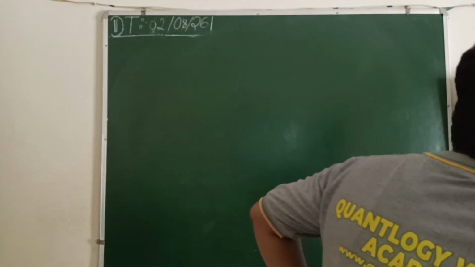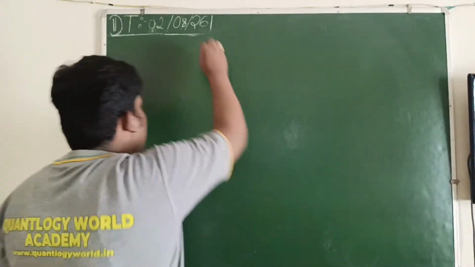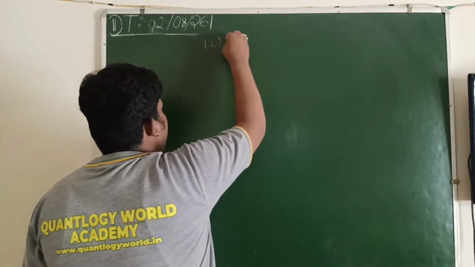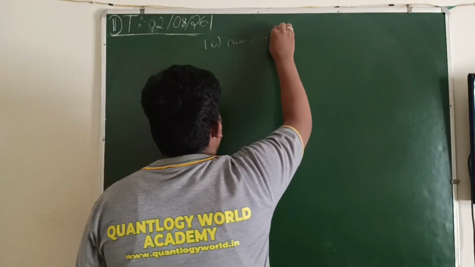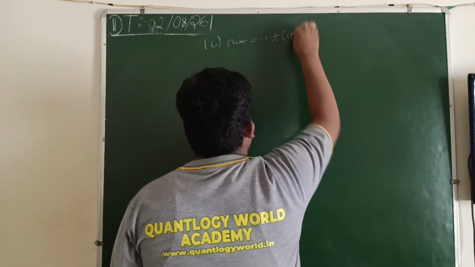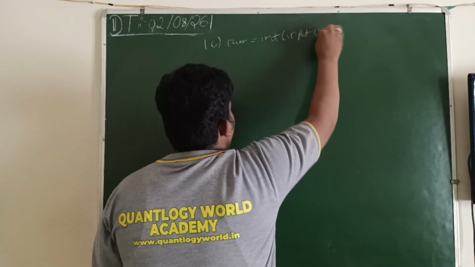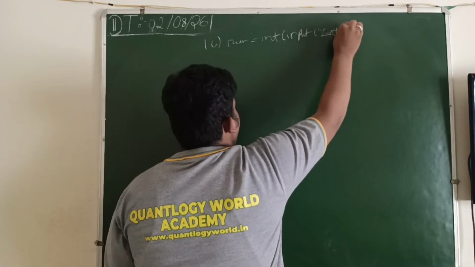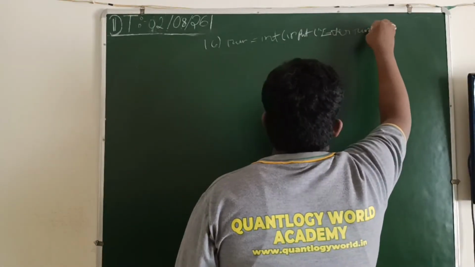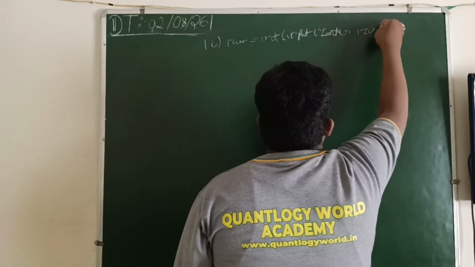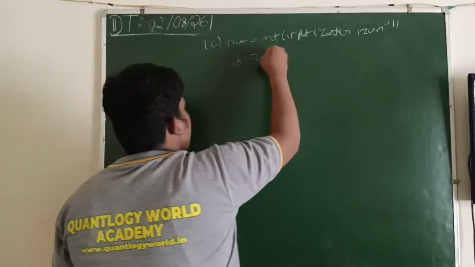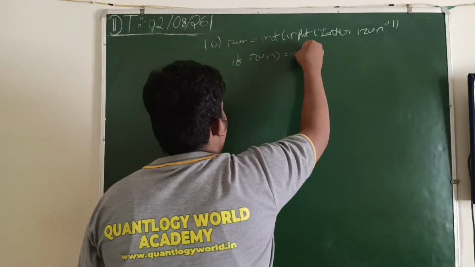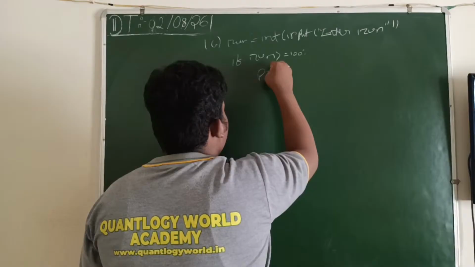Next is write a program to input run of a batsman and print its remarks. Run equal to int input, enter run. If run greater than equal to 100, then print century.